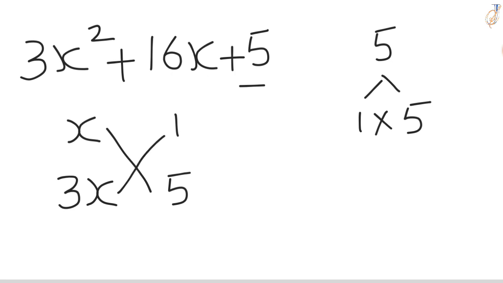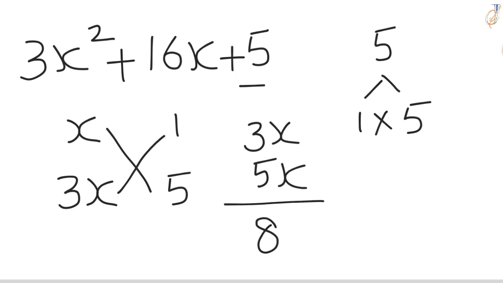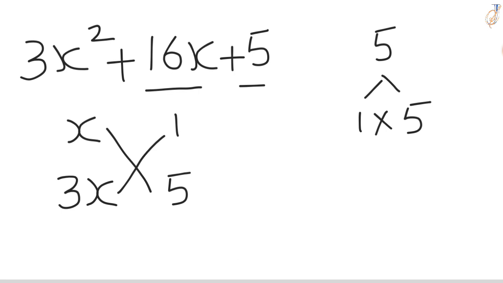3x times 1 is 3x. 5 times x is 5x. So which gives 8x. After adding, it gives only 8x. But our x value is 16x. So these two are not the same. Here what can you do? Just switch the factors. That means change the factors up and down.